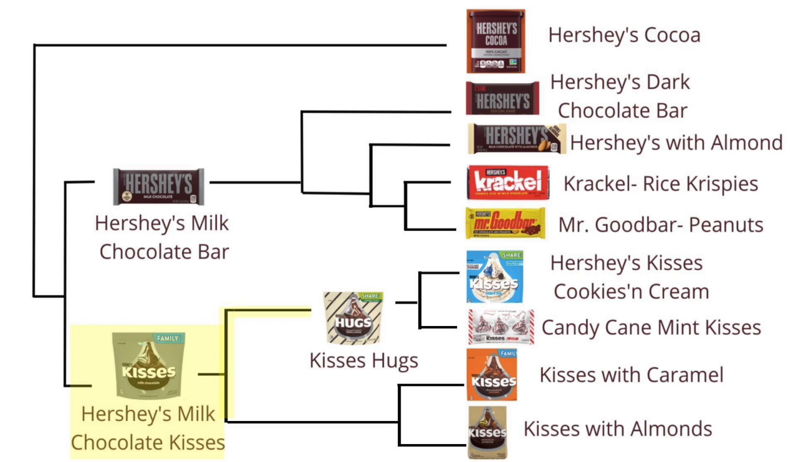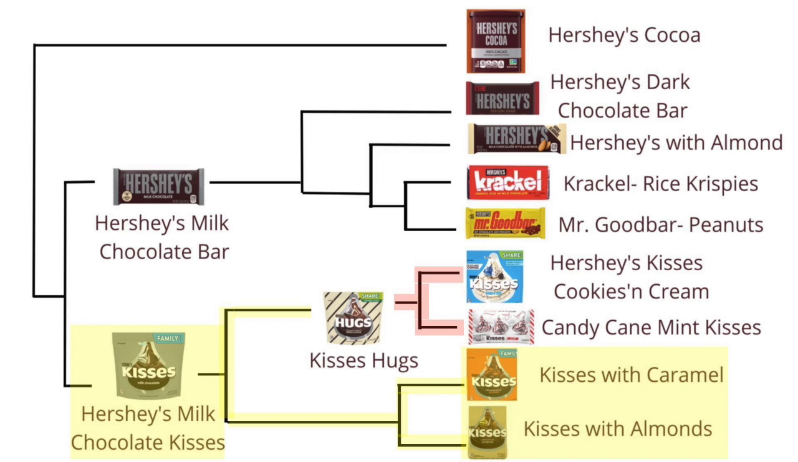From the Hershey Kisses that diverged early on, a new kind of kiss called Hugs emerged. They were a mix of white chocolate and milk chocolate. Two kinds of white chocolate kisses diverged from the Hugs. Shorter lines in the tree indicate that two species had a common ancestor more recently than others. The short lines branching to Hershey's Cookies and Cream and Candy Cane Mint show us that these have the most recent common ancestor, Hugs Kisses. The Hershey Kiss Caramel and Almond diverge from the regular milk chocolate kisses as well.